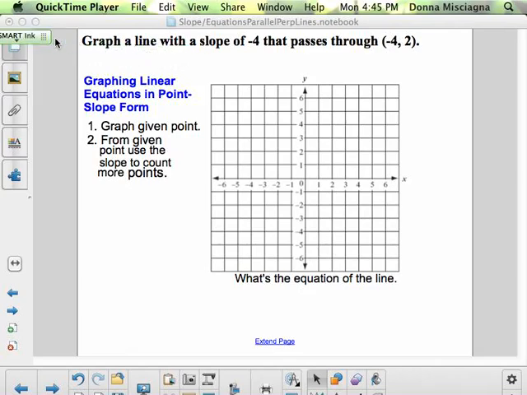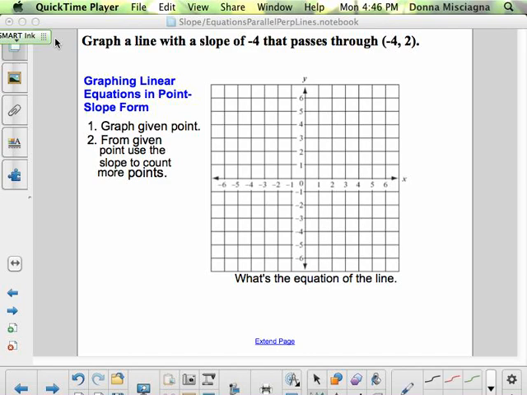So now we're going to be graphing lines given a point and the slope. And we do not need to find the equation before we can graph the line. In fact, first we're going to graph the line, and then we're going to write the equation of the line. We might be able to figure out the equation in slope-intercept form once the line is graphed, or we might need to use point-slope to help us write the equation.